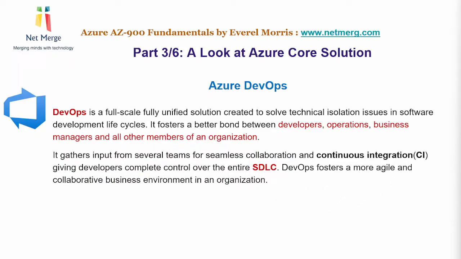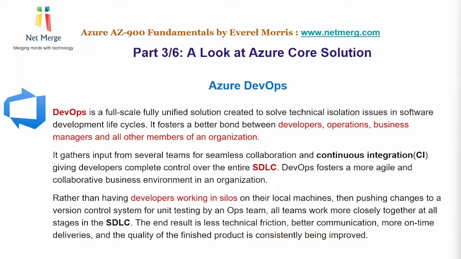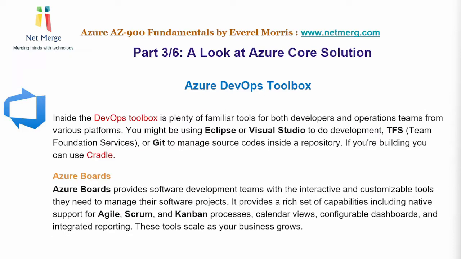So that's a brief history of DevOps. Let's look at some of the things it could do. You can gather input from several teams for seamless collaboration and continuous integration, giving developers complete control over their entire software development life cycle. Now, DevOps fosters a more agile and collaborative environment in an organization. So it is really a game changer for developers and in organizations in general. So again, I explain why it was created so you could understand that part of it. You could read it on your own. I want to go into the DevOps toolbox and see what you could do.